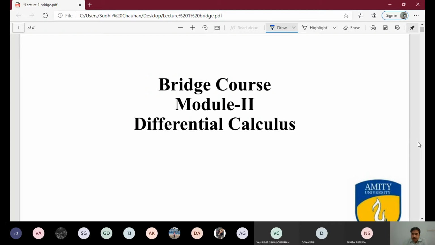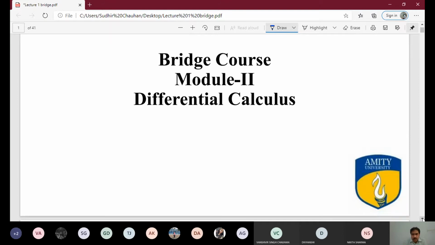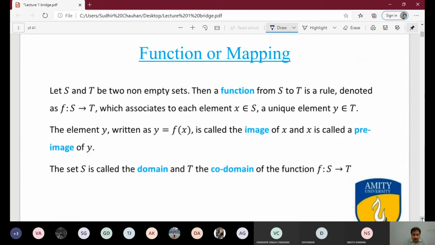So we start module 2, that is differential calculus. We'll discuss today something about differential calculus. So let us start. I hope students are joining. Function or mapping: what is mapping? Any student, can you give some idea about the mapping? Any student? Okay.